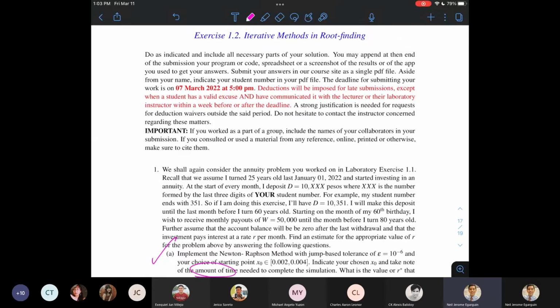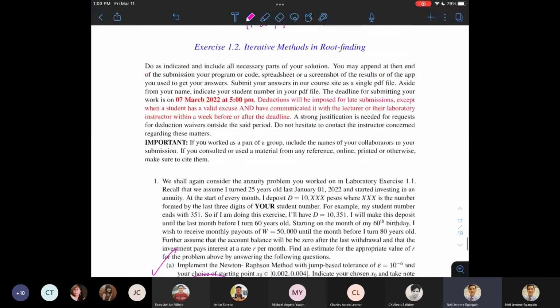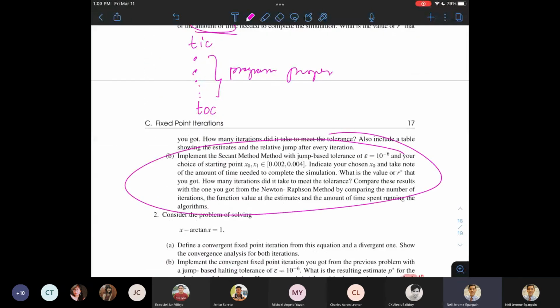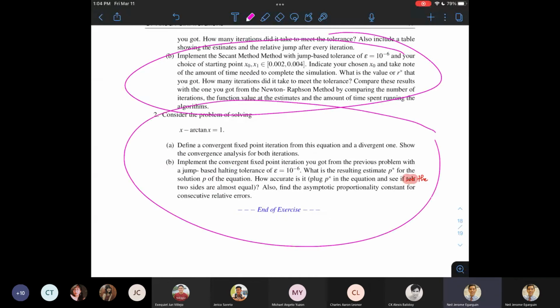So the laboratory exercise on Monday, Lab Exer 1.2 Part B, we will cover the rest of the problems from exercise 1.2. So kasama na si B, tapos kasama na rin si number 2. So tatapusin na natin yung Lab Exer 1.2. Okay? Now, dun sa problem number 2, binigay ko yung equation na hanapan nyo ng solution. X minus arctangent of x equals 1.